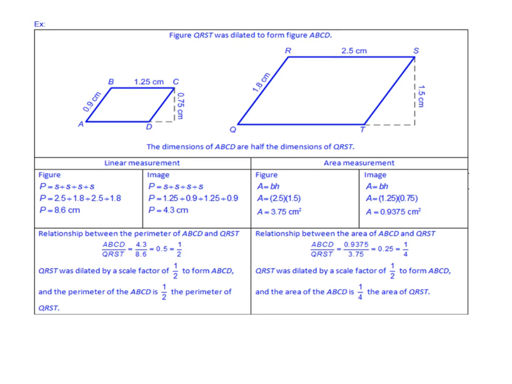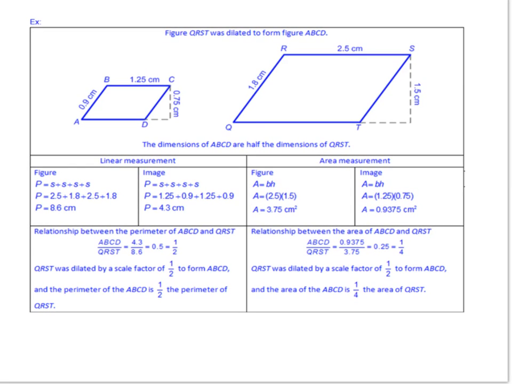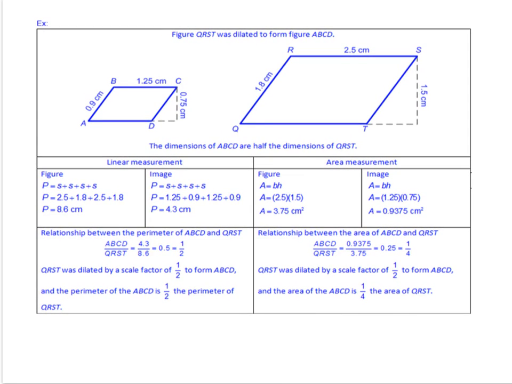Now, what we have here, it tells us QRST was dilated to form ABCD. So that means here is our original, and then this is our new. Or we could say this is our pre-image, and this is our image. That's what we can say. So we do the same process. Actually, it's nice if we have the same figures. So here, our original is switched places.